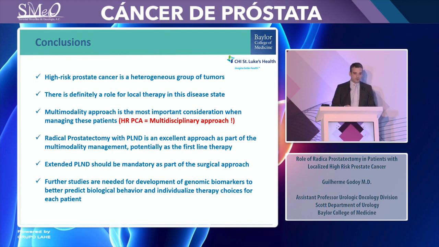Radical prostatectomy is an excellent approach, as part of this approach, potentially as the first-line therapy, and extended node dissection is mandatory, especially in high-risk disease, so that's not open for discussion. Further studies are needed so we can discover more genomic biomarkers that can better predict the biological behavior of these tumors, and we can select the best candidates to individualize therapy and assign more aggressive therapies for more aggressive tumors.